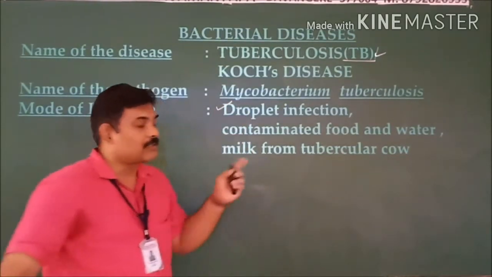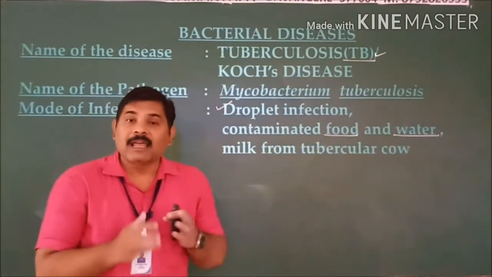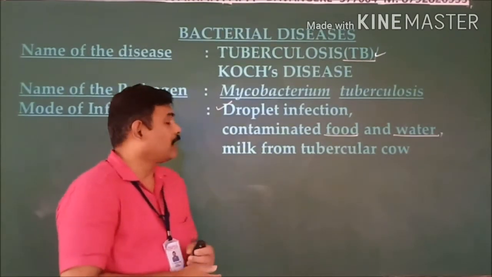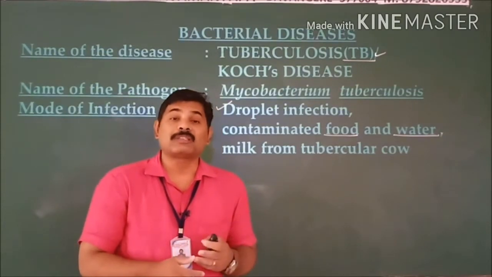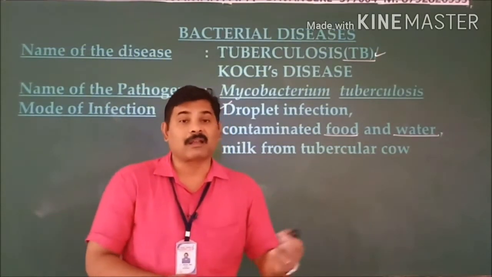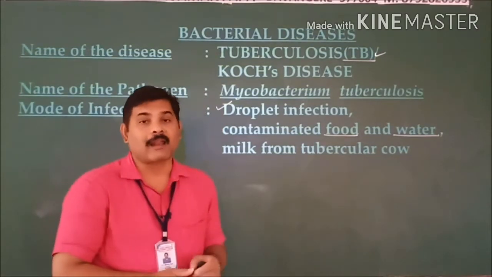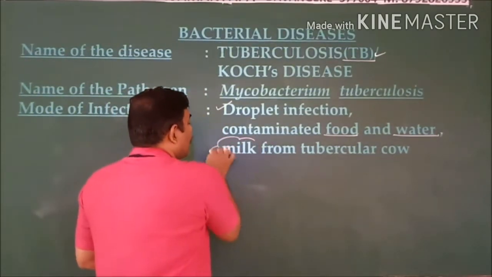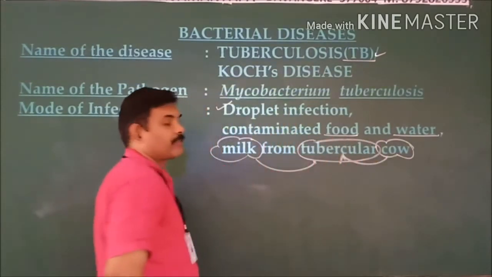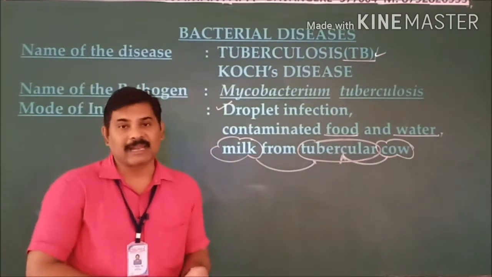Another mode of transmission is through contaminated food and water. If the food and water get contaminated by this pathogen and are used by a healthy person, the disease causing pathogen transfers. And one more thing, tuberculosis may even occur in a cow. If you use the milk of a cow suffering from tuberculosis, the pathogens are present in that milk. When you consume such milk, the disease gets transferred to a person. So this is one more mode of transmission. These three are the different modes by which this pathogen gets transmitted.